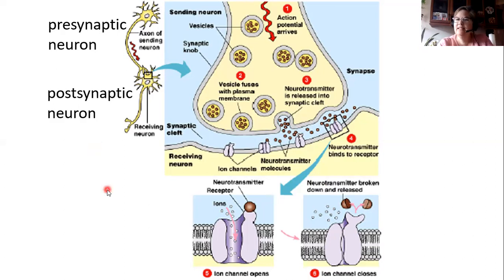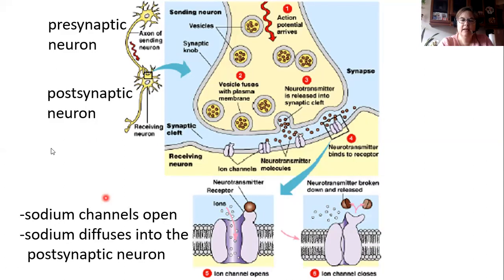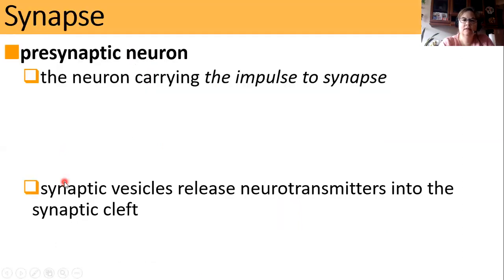All right. So that's just a quick summary of what happens in synapse. Okay. So if I'm looking here, I'm seeing the sodium channels are opening, so sodium's diffusing into the postsynaptic neuron. Okay. All right. Okay, so synapse. So we'll just have a couple of words here.